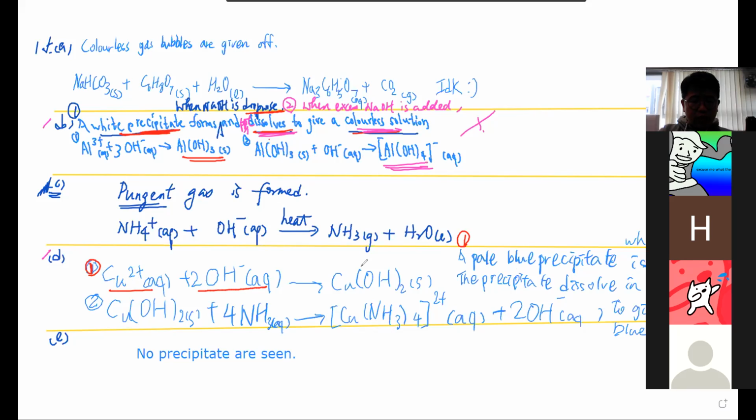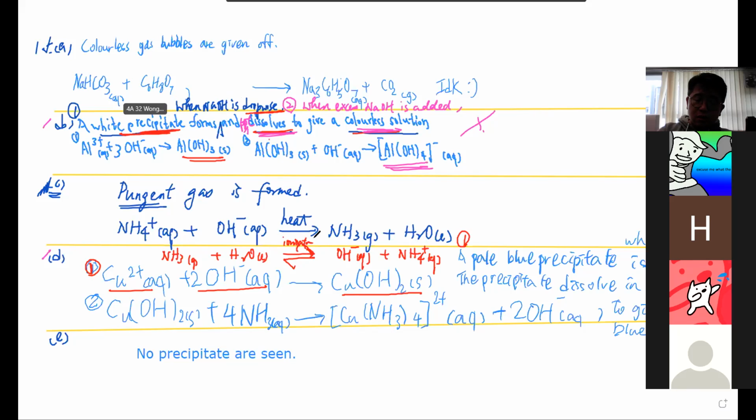Copper 2 reacts with hydroxide to form copper 2 hydroxide. But if you want to look for a more perfect answer, you may need to add ammonia. How come it will produce hydroxide here? How? You have to tell. So you need to write a reversible sign here. Ammonia reacts with water to form what? Hydroxide and ammonium ion. So we will call that ionization. Ionization reaction. Can you get a point?